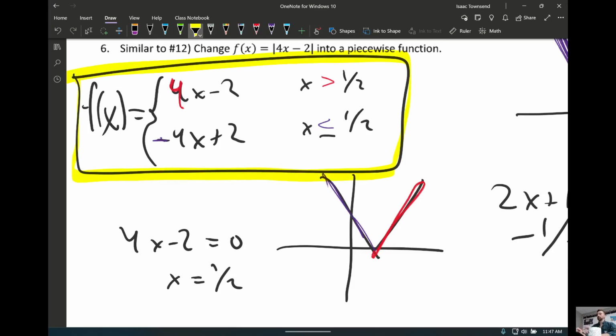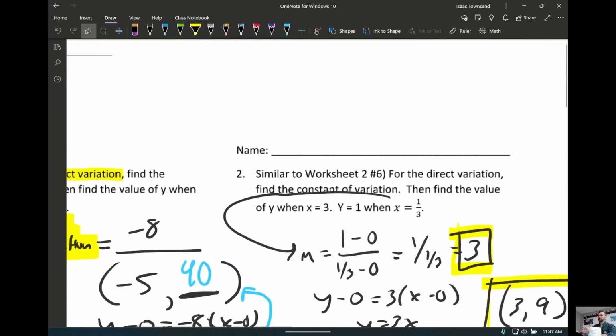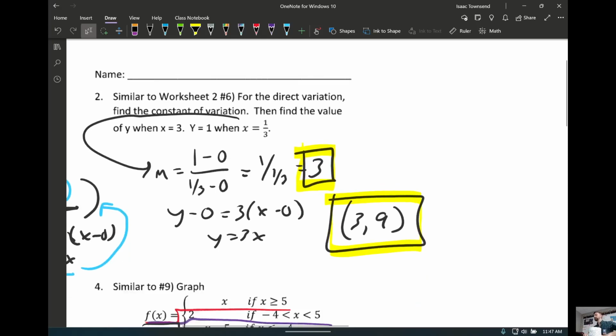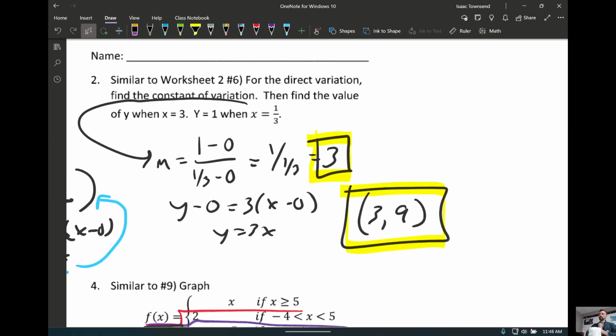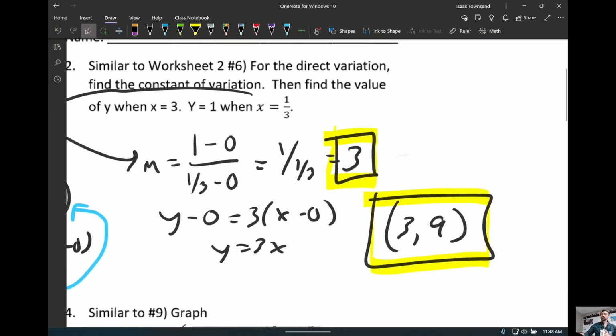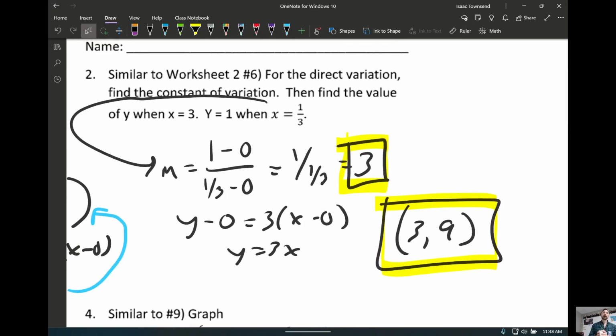Okay, I gave you guys a few minutes head start, but let's check our answers and make sure you don't need to clarify anything before we move on to some quadratic stuff. All right, so 2 answers for number 2. The constant of variation was 3. It's just a slope formula. And then when x was 3, y would be 9. I made the equation of the line, plugged in 3 for x, and solved for y. Anything you disagree with or want to ask about?